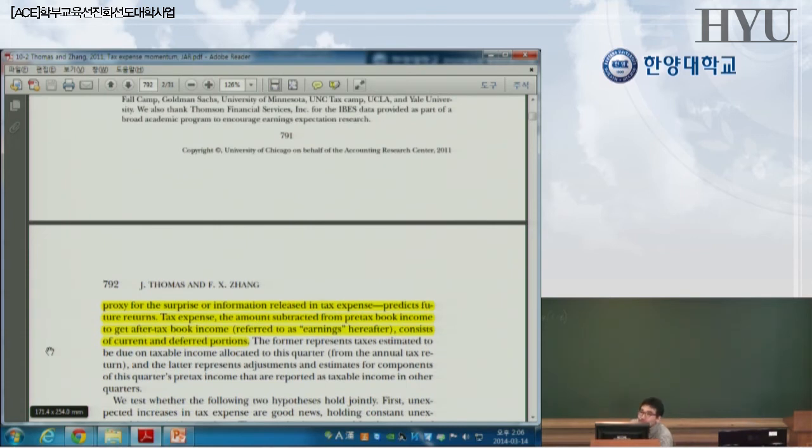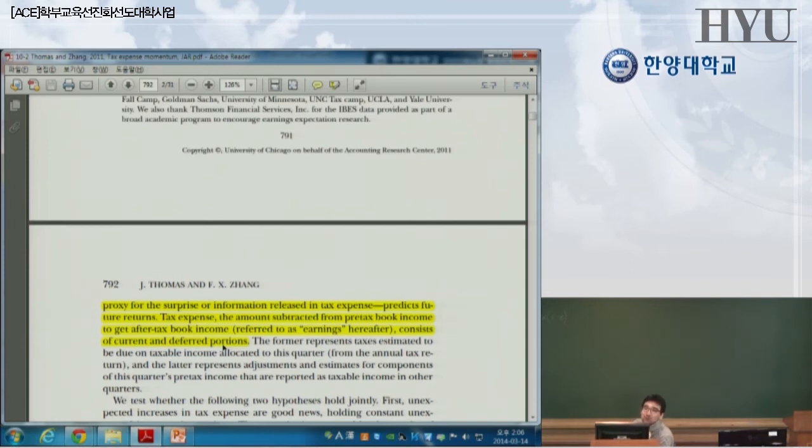왜 이게 미래 수익에 대해서 좋은 뉴스냐? 네, 한번 읽어보겠습니다. Tax surprise related to tax predicts future return. Tax expense, the amount subtracted. So how can we calculate tax expense? The two authors calculate tax expense as the amount subtracted from pre-tax book income to get after-tax income. Okay, so if we find the gap between pre-tax book income and after-tax book income, then the difference should be tax expense. Right? That makes sense.